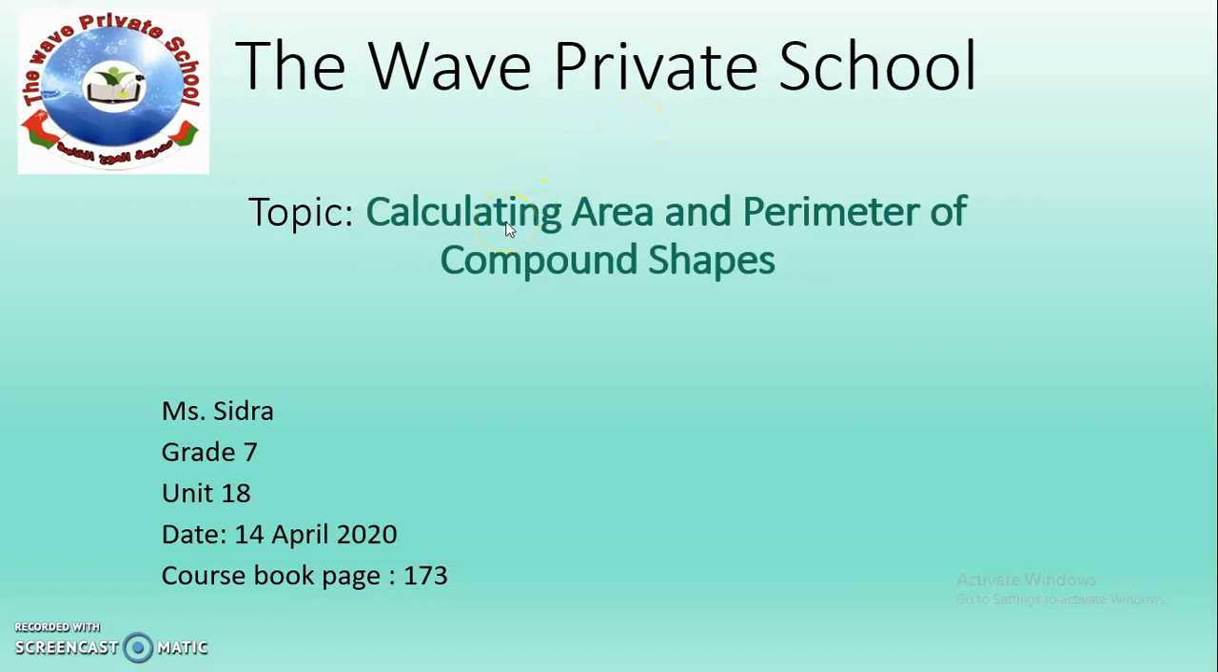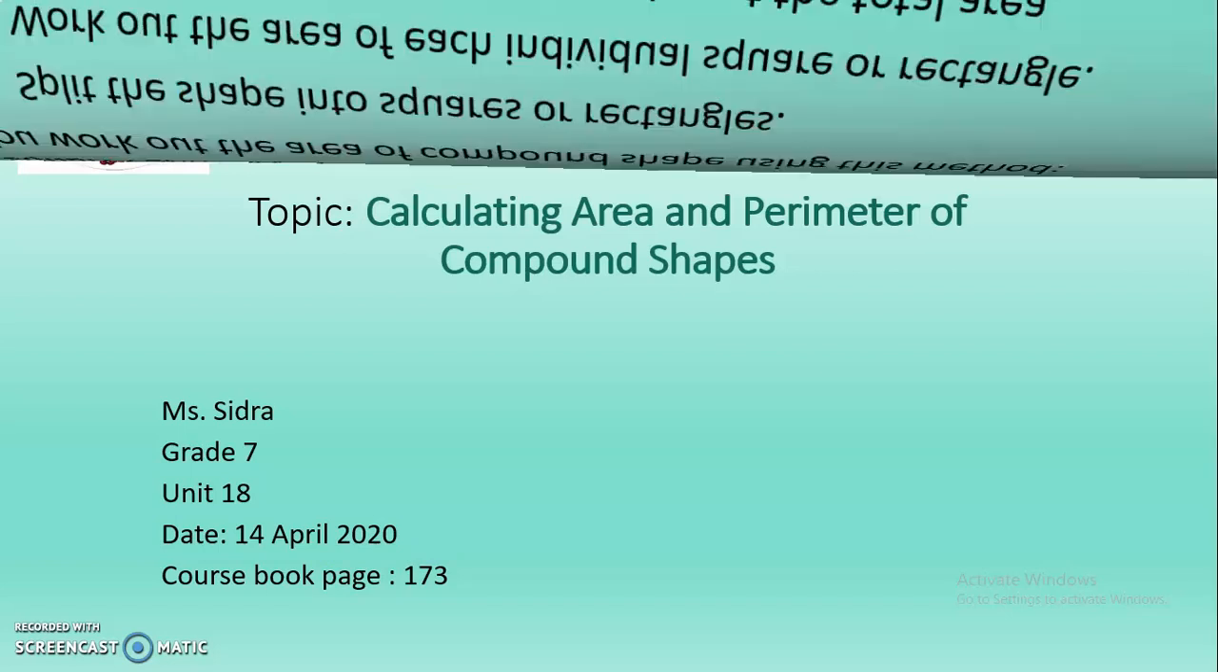Today our topic is calculating area and perimeter of compound shapes. This is grade 7, chapter number 18, and today's date is 14 April 2020. You will find this topic on the course book page 173. Now let's start.